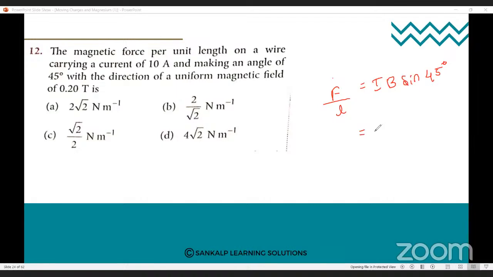Okay. So therefore, the current value is 10 ampere. The magnetic field is 0.20 Tesla. Sine 45 is 1 divided by root 2. It will be option, yes, very good. Option B is the correct answer. That is 2 divided by root 2. It is 2 divided by root 2 Newton per meter.